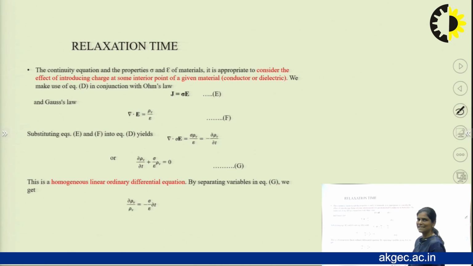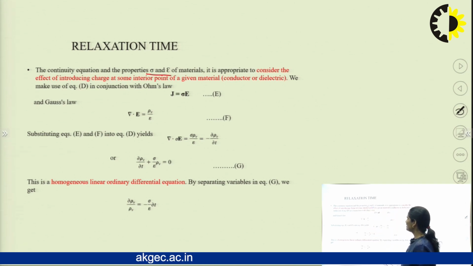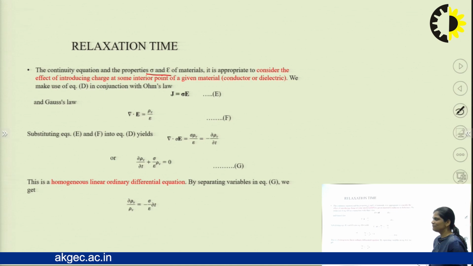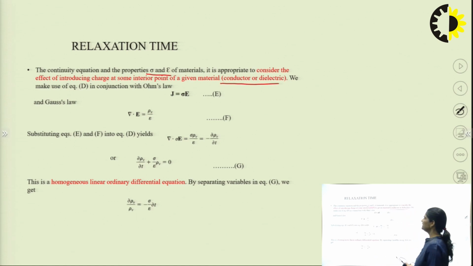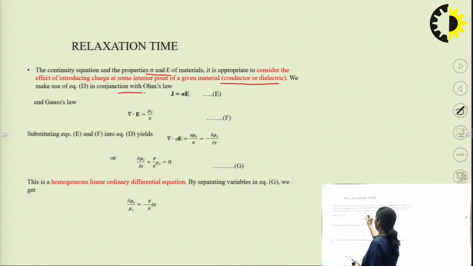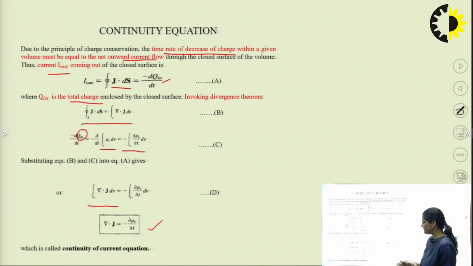Now next is relaxation time. The continuity equation and its properties, rho and epsilon of materials. Consider the effect of introducing charge at some interior part of a given material, which may be a conductor or a dielectric. Here we make use of equation D, as we have done in the previous equation. This is the D equation.